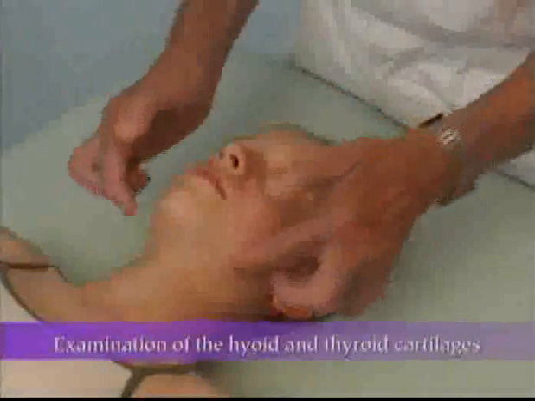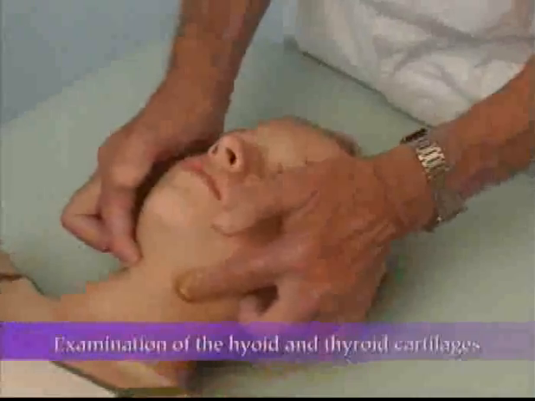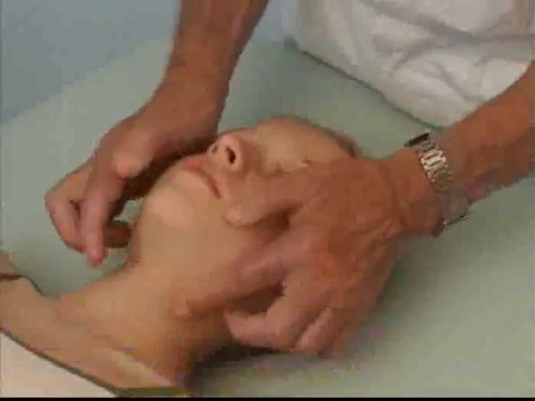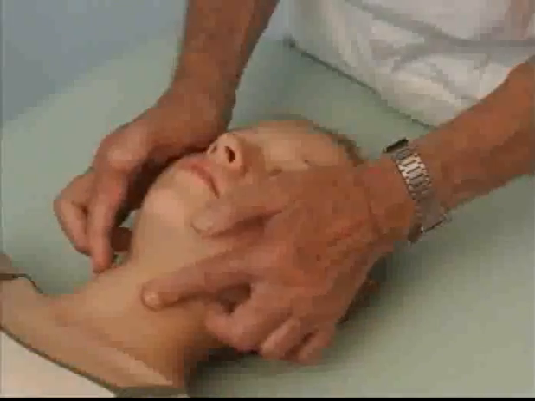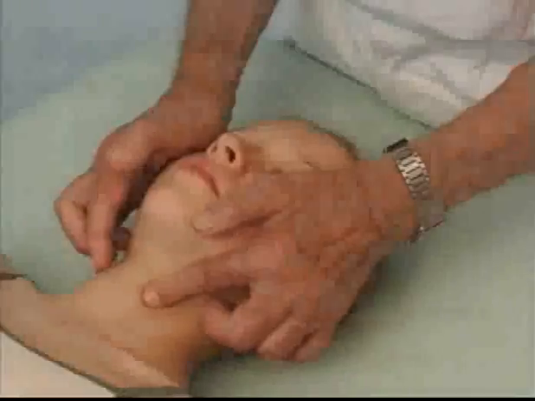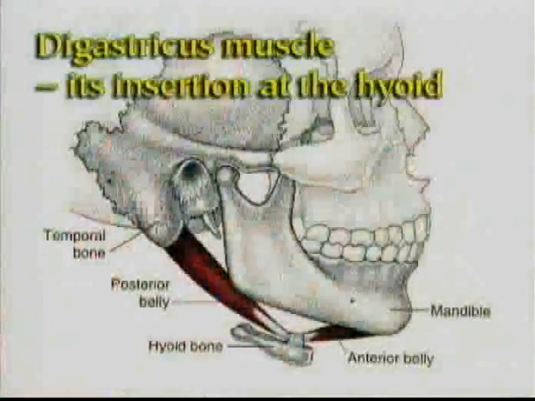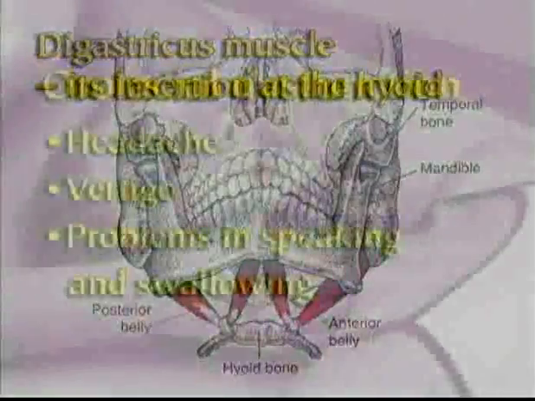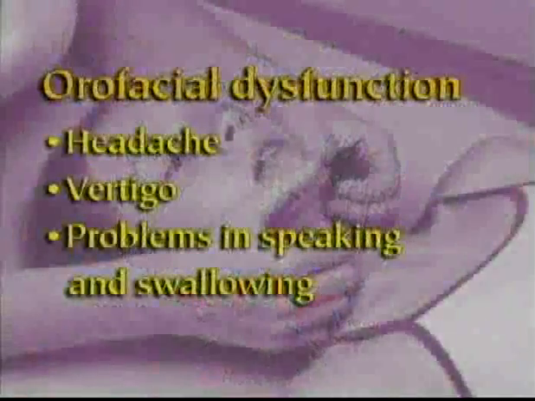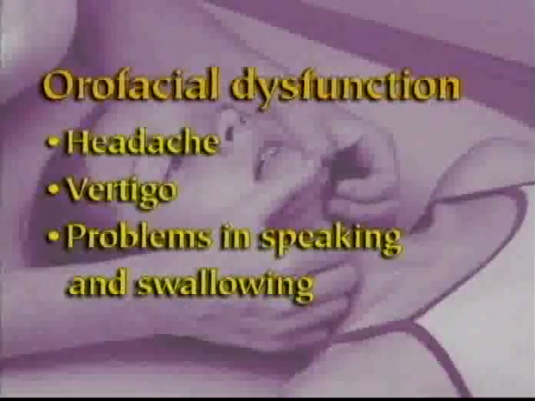Increased tension can be palpated on both sides of the hyoid, and we can sense increased resistance on moving the thyroid cartilage to the side opposite to the contracted digastricus. If this contraction is marked, we frequently see deviation of the thyroid cartilage towards the side of the contracted muscle. These patients often complain of headaches, facial pain, vertigo, and problems when speaking and swallowing.